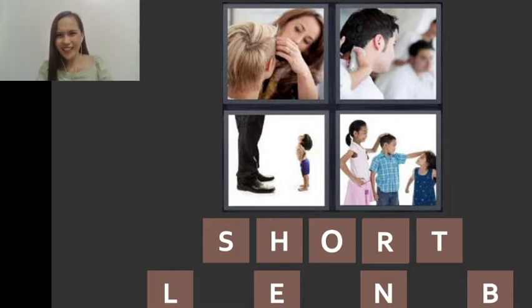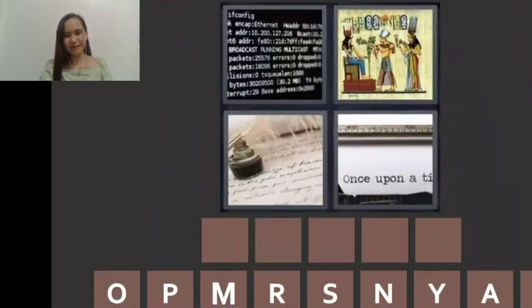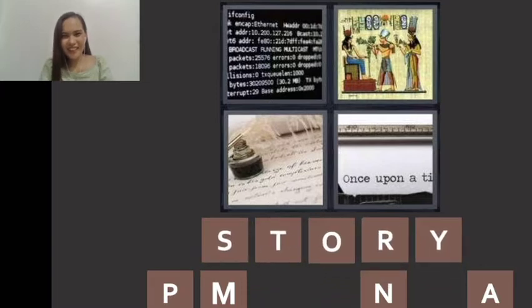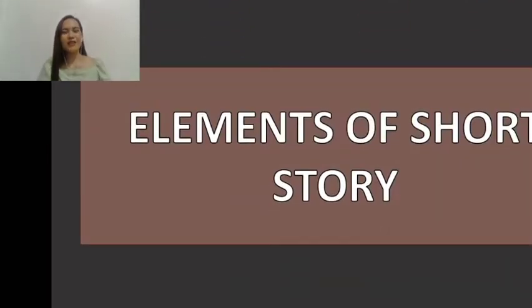What was our first word? Correct, elements. And the second word is short. Oh, do you have something in your mind? What's our lesson for today? Let's try this one. Last one, we have here something about writing. What do you think? If your answer is story, very good, because the picture illustrates some parts of a story or some clues about a story. Very good. Therefore, our topic for today is all about elements of short story.